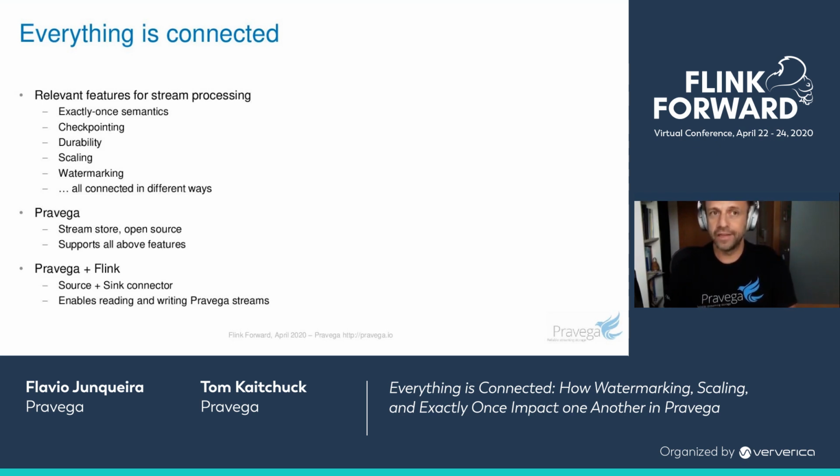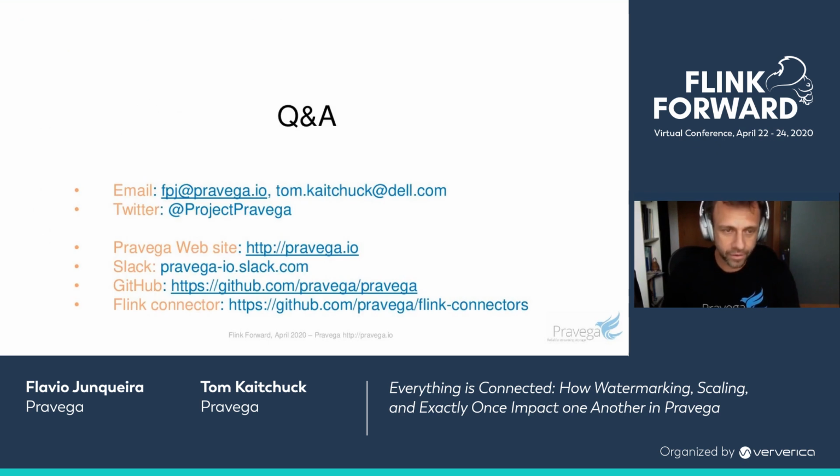We have discussed the implementation of these features in one particular system, which is Pravega. Recall that Pravega is a stream store, it's open source, and supports all the above features. We have also covered how Pravega and Flink connect. We have a source and a sink connector that you can use with your Flink job, and it enables your job to both ingest data from Pravega and output data to Pravega. So with that, let me conclude the presentation, and I don't know if we have time for a few questions, but otherwise you have some interesting pointers in this slide.